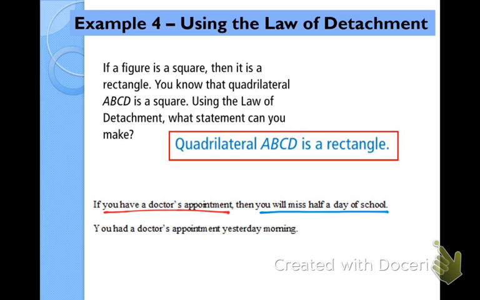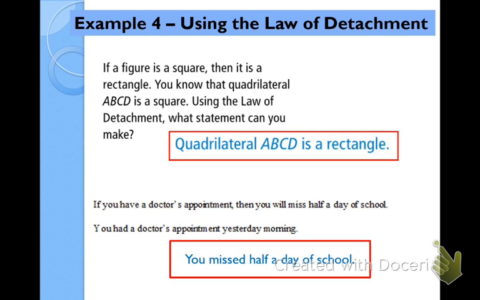So let's read what they gave us and see if we can make a statement. You had a doctor's appointment yesterday morning. Does this fulfill the hypothesis? Yes, it does. So can we make a conclusion? Yes. If you have a doctor's appointment, then you will miss a half day of school. Well, you had a doctor's appointment. So what do we know about you? You missed half a day of school. So that's the law of detachment. The hypothesis has to be fulfilled in order for you to have a conclusion.